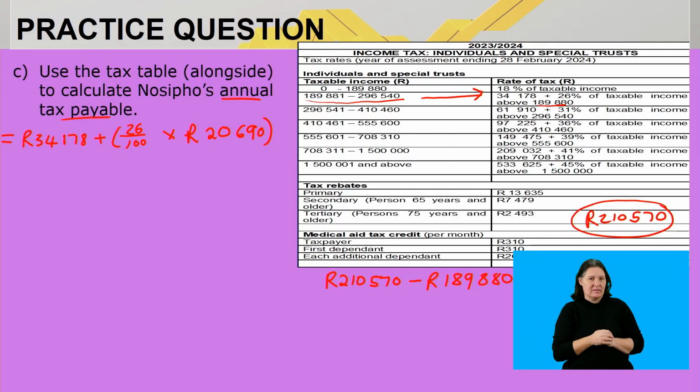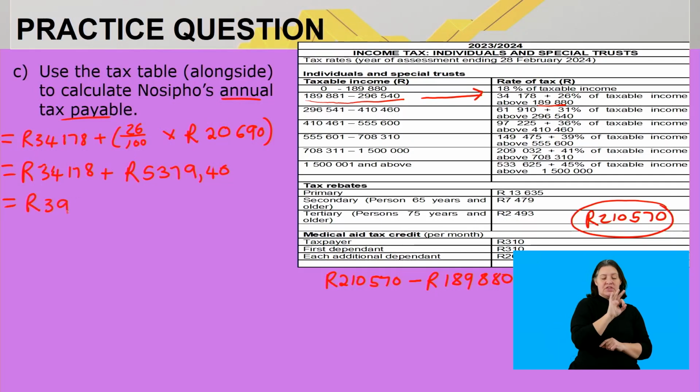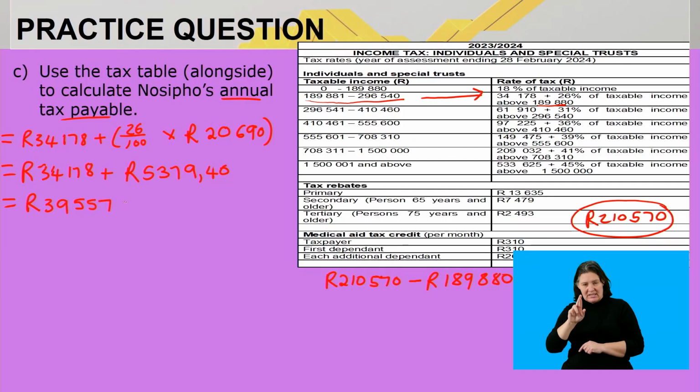So let's simplify that. Keep your basic tax of 34,178 rand, plus I'm going to simplify this now. 26% of 20,690. So let's key that in on our calculator. Okay, let me calculate. So it's 26 divided by 100, multiplied by 20,690 rand. So when I simplify that, I will get 5,379 rand and 40 cents. All right, now I have to add the two amounts together. So 34,178 rand plus your 5,379 rand 40 cents. That will give you your tax so far of 39,557 rand and 40 cents.